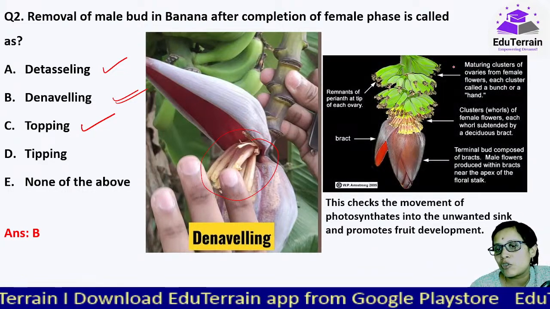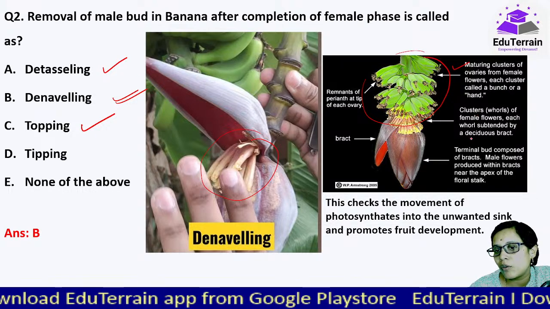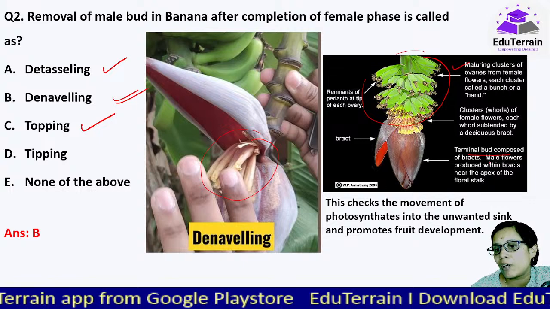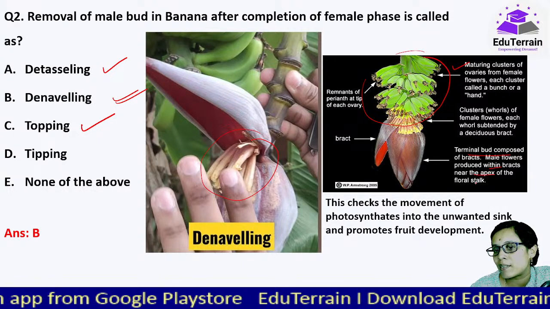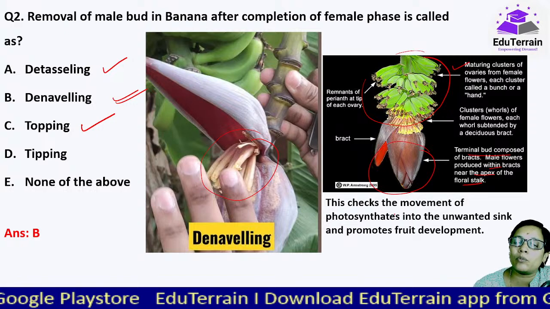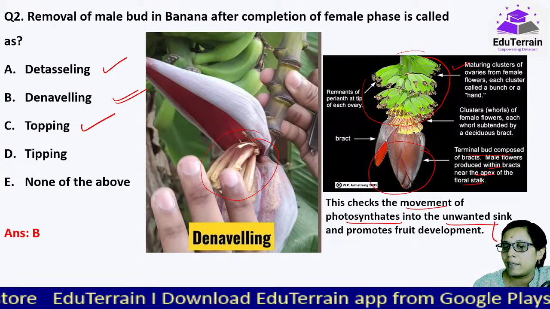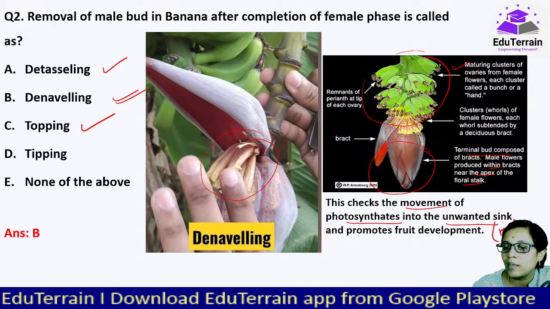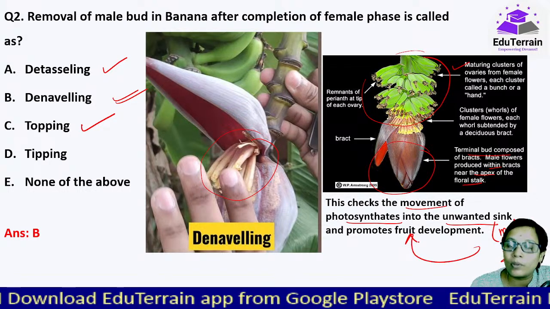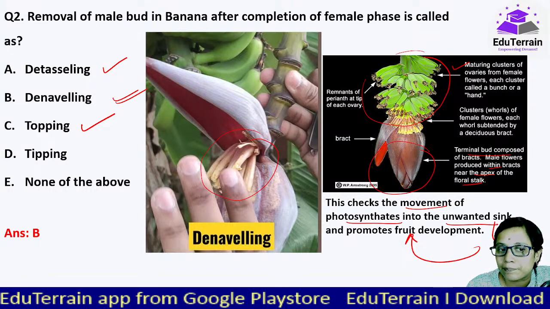See, maturing clusters of ovaries, already they are maturing, but here, clusters of the terminal bud composed of the bracts. Here the male flowers would be produced within the bracts near the apex of the floral stalk, generally near the apex, and that would be removed. This would check the movement of photosynthates into the unwanted sink, and here the unwanted sink is nothing but the male buds. This will promote fruit development in a much faster and more robust manner.